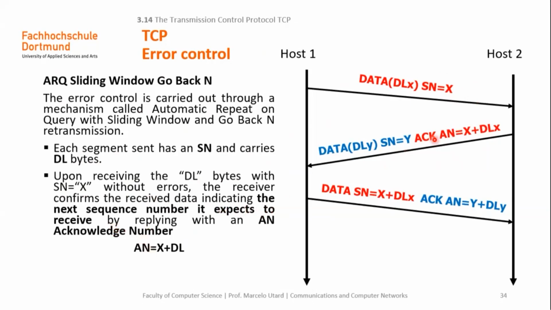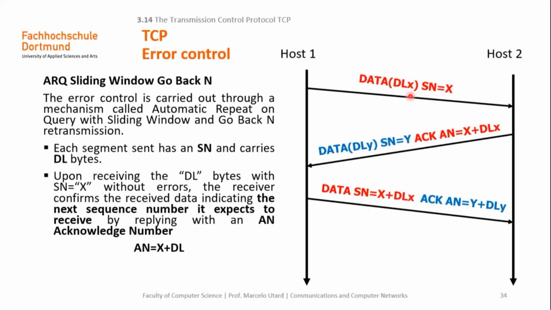That's why this acknowledged number is equal to X plus the data length of this segment. Remember that if there is a flow from host 1 to host 2 in a full duplex connection, there is a flow from host 2 to host 1. That's why this sequence number is different from this sequence number. And this acknowledged number is related with this sequence number and not with this sequence number.